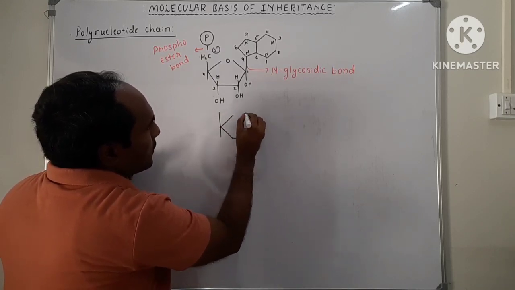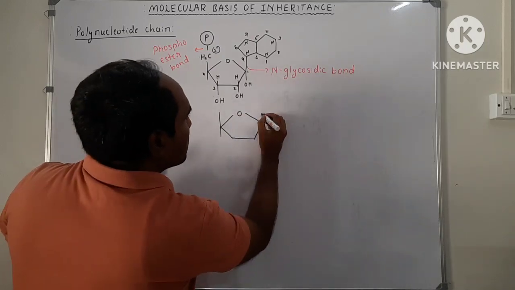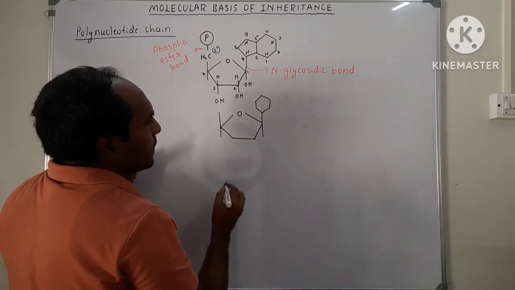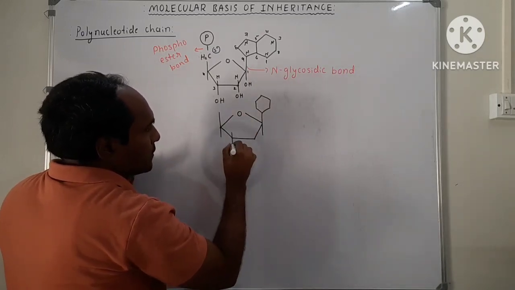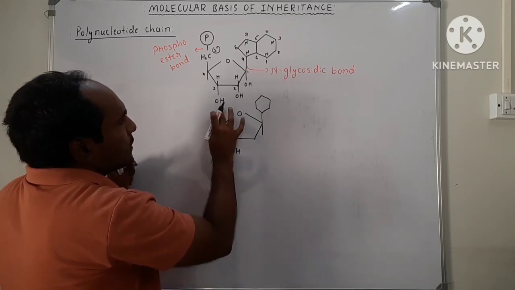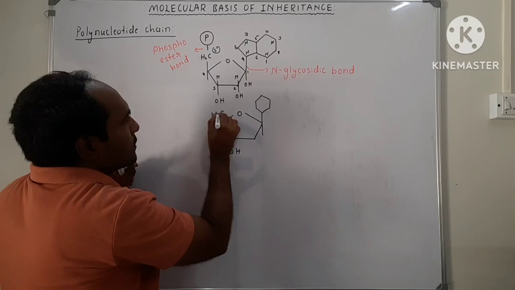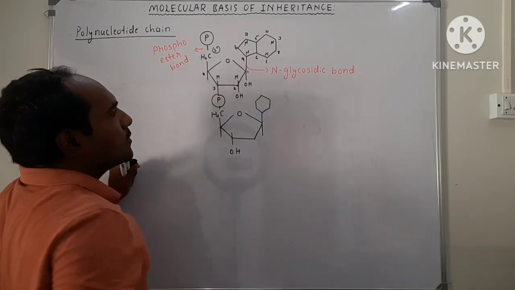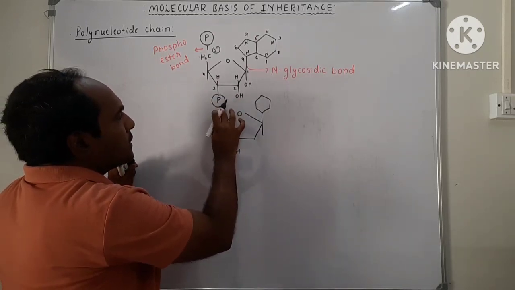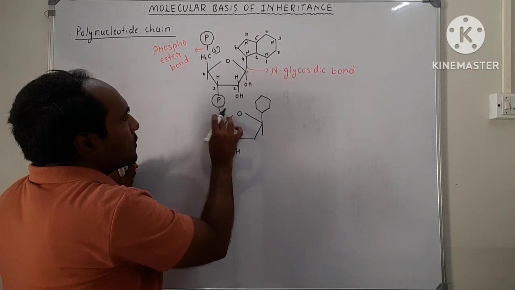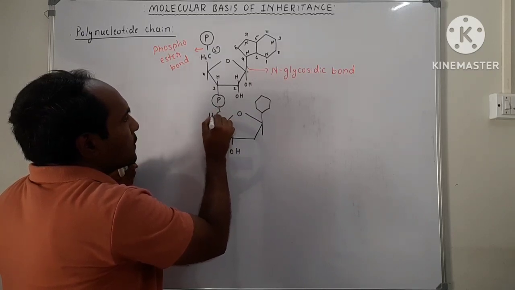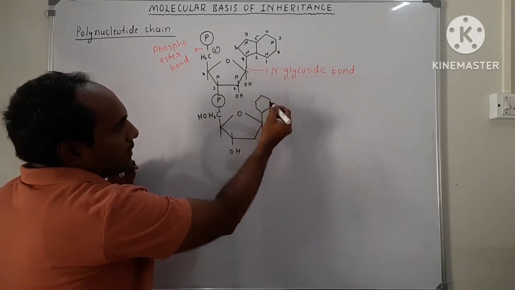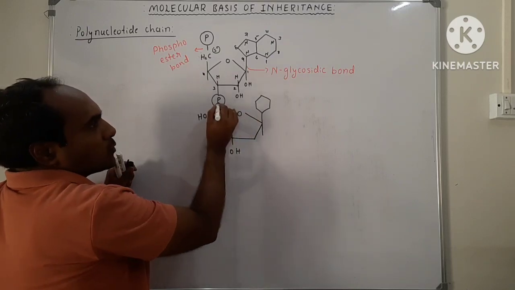See here. I will draw one more nucleotide. Here I will draw. This is pyrimidine. And this is OH, and here CH2, here P is there. Okay, getting my point? Here this is one more CH2OH. This is one more nucleotide: nitrogen base, pentose sugar, phosphate group.